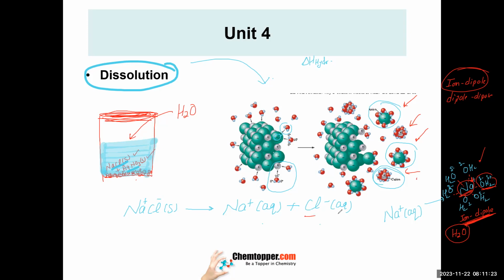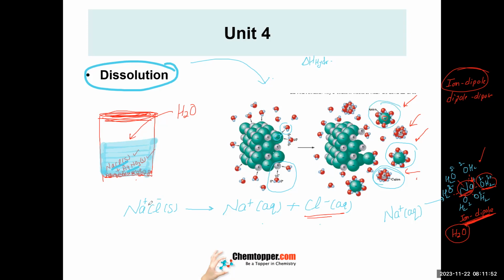Similarly with Cl minus. Cl minus is here. This is ion, this one. You can see this Cl minus here, negative charge. This is ion. And these are water molecules with dipole. So what kind of attraction here? Ion dipole attraction. It's an AP question.